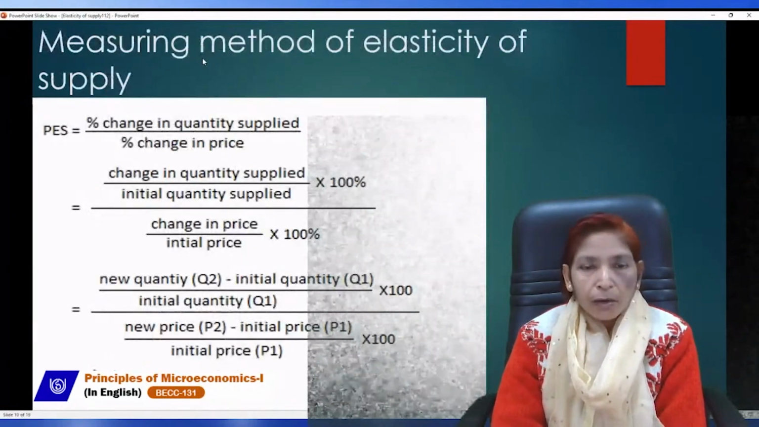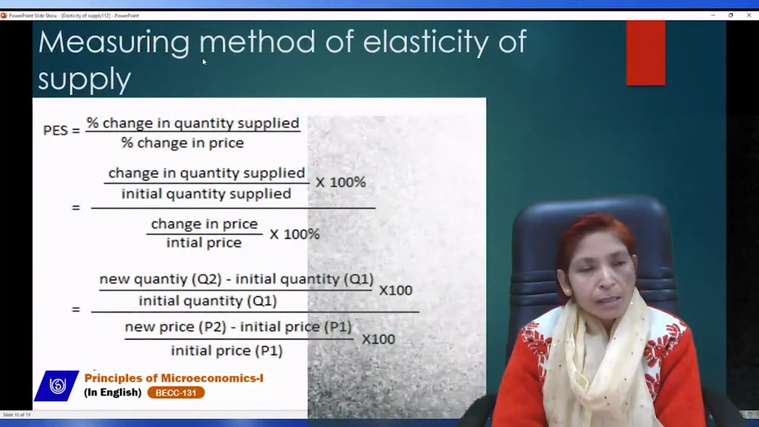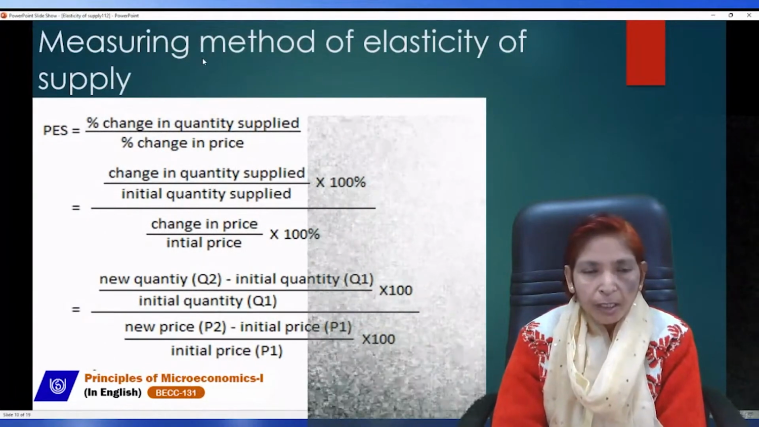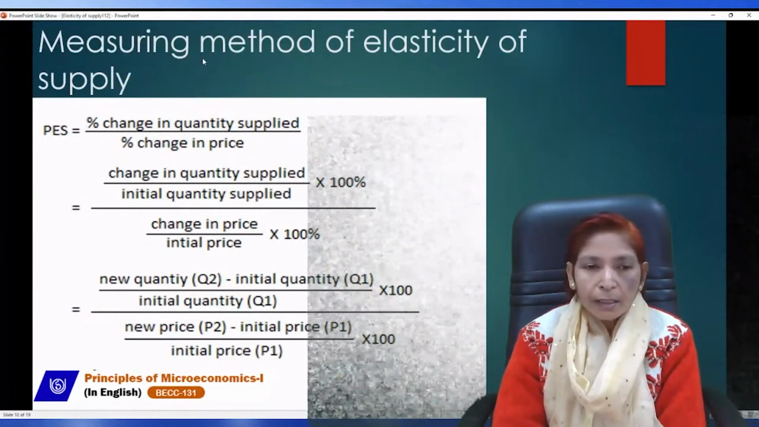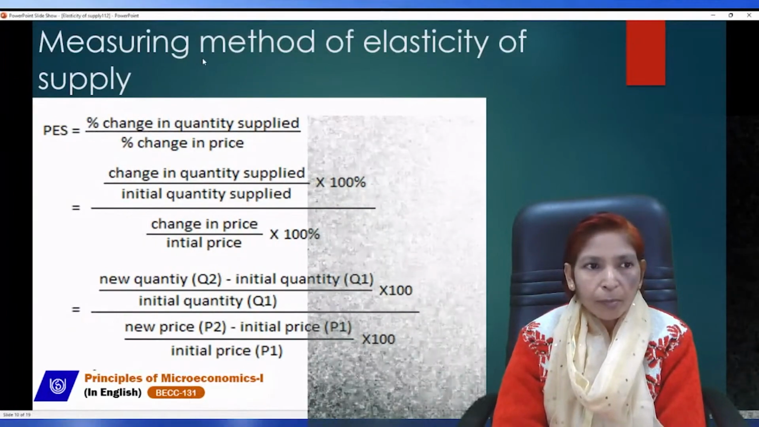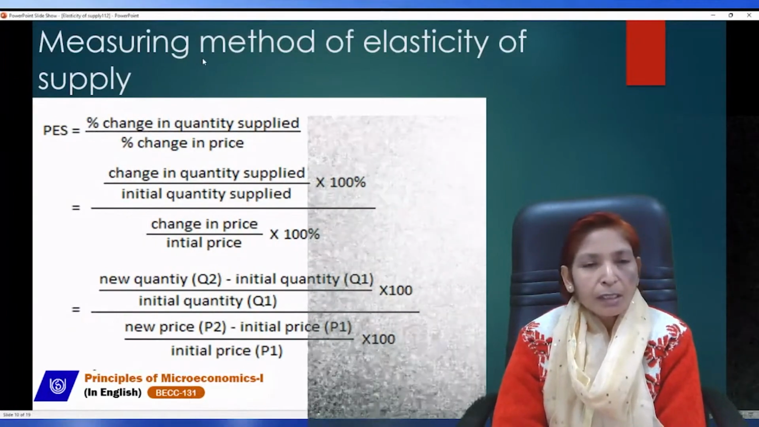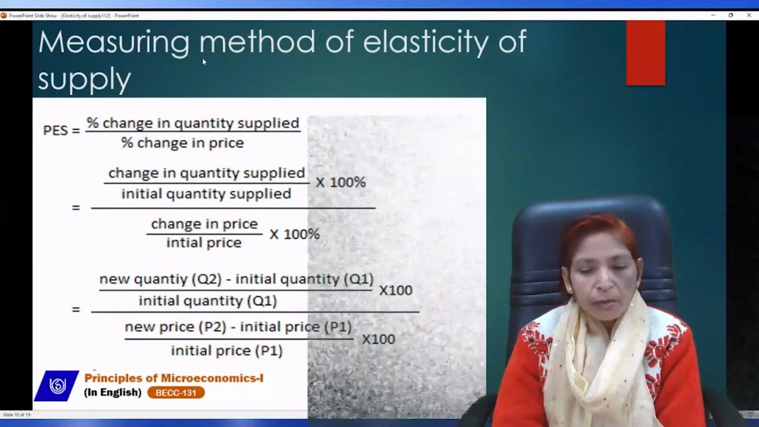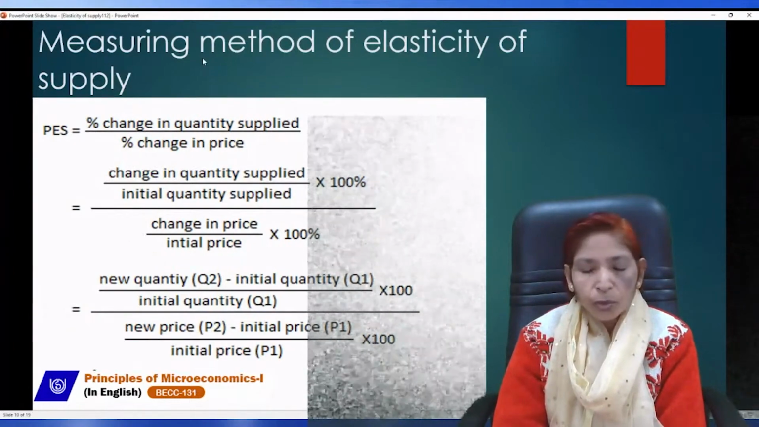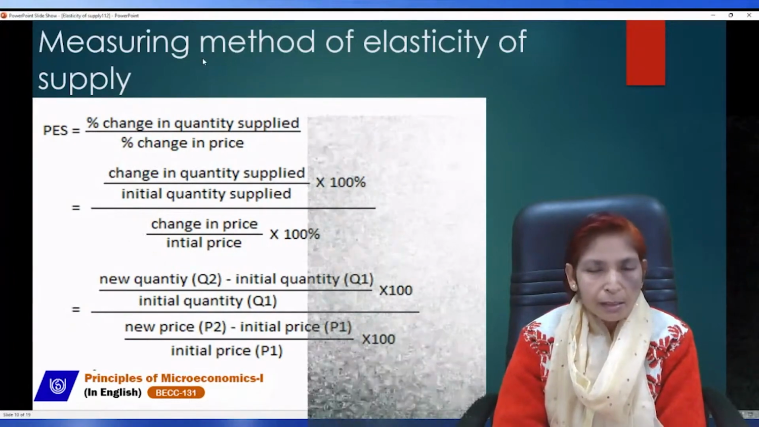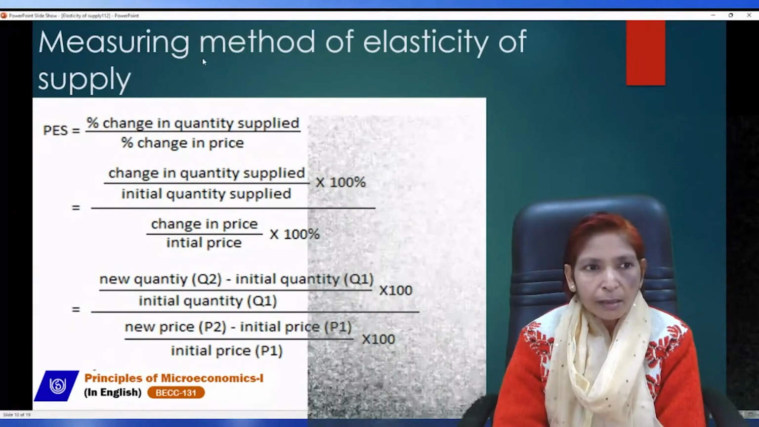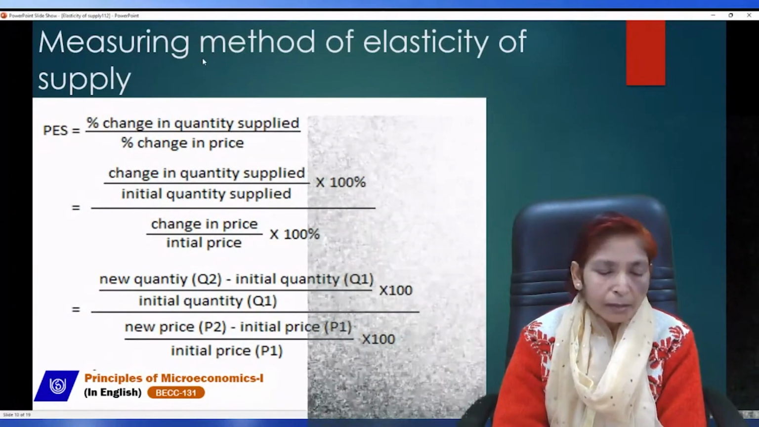Next, how can you measure elasticity of supply? As you have studied in the last session, elasticity of demand can be measured with the help of so many methods, like the total outlay method. The elasticity of demand measuring methods include the total outlay method.